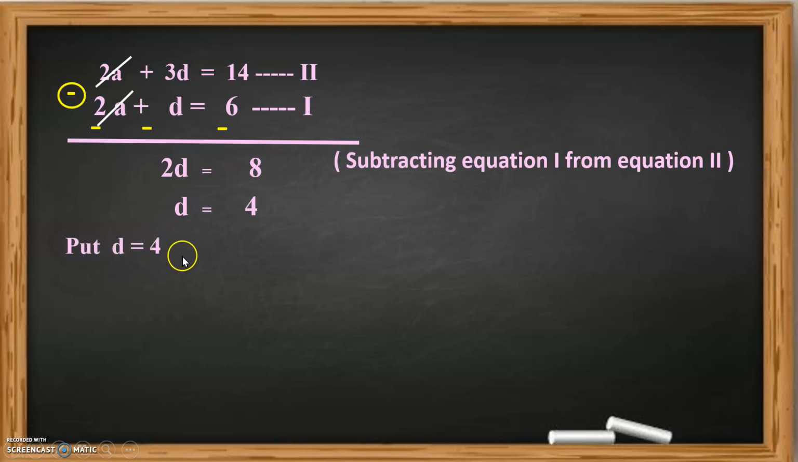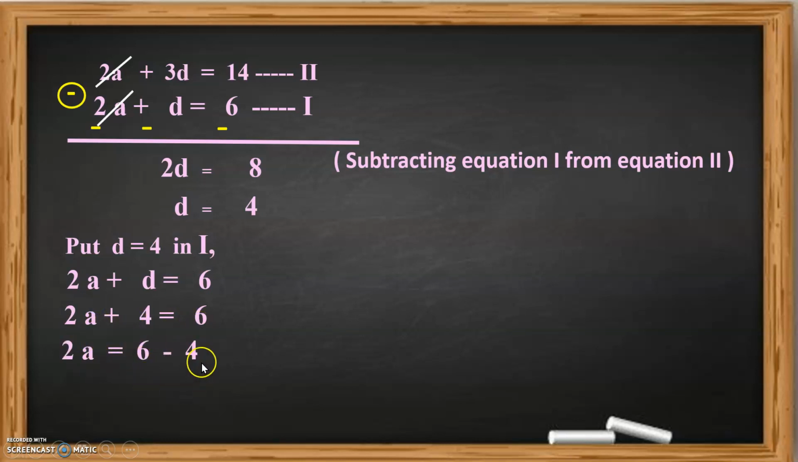Now we have to find out the value of a. So put d equal to 4 in equation 1. 2a plus d equal to 6. Let's substitute. 2a plus 4 is equal to 6. So 2a is equal to 6 minus 4. 4 has to go to the other side, and when it goes to the other side, it becomes minus. So you get 2a equal to 2. So a will be 1.